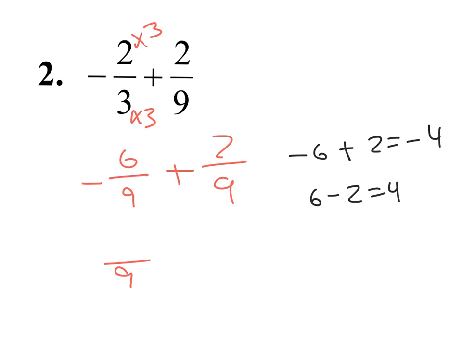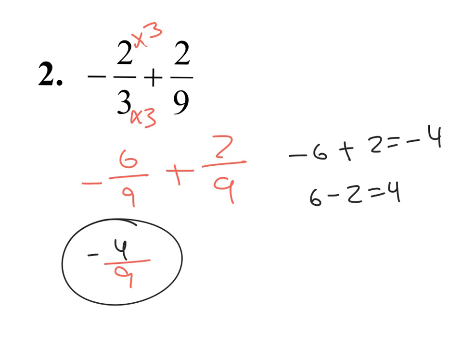Now, here's the thing. If you don't understand the whole integer rule, if you find the integer sum rule hard to grasp, use a calculator. It's math class. Use a calculator. It's okay. All right? So here we go. Our final answer for number 2 is negative 4/9.